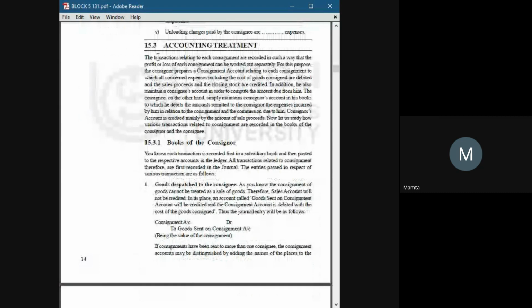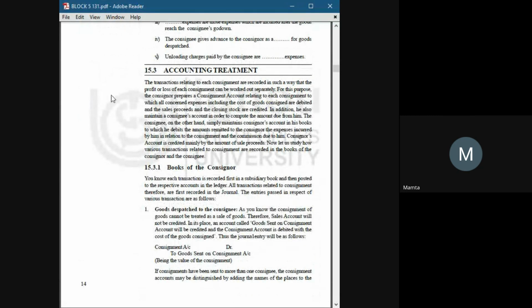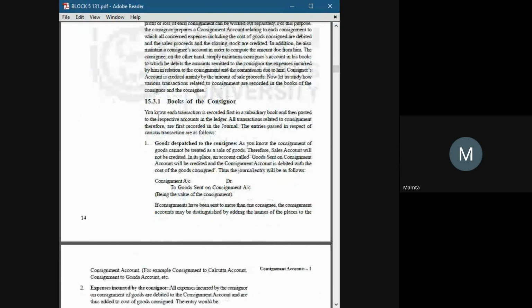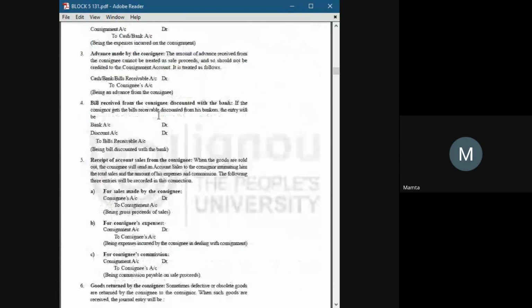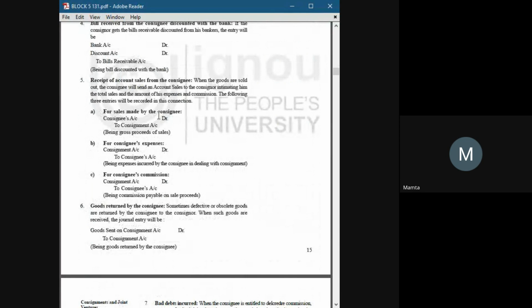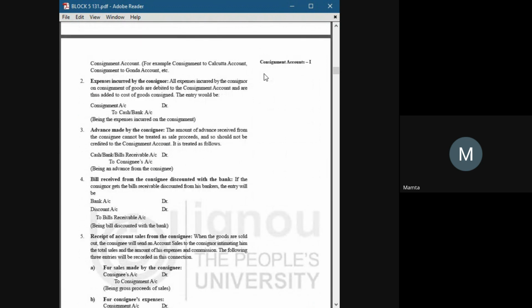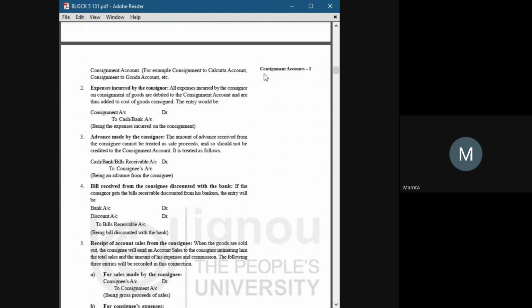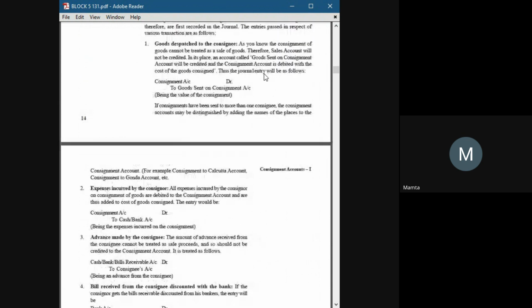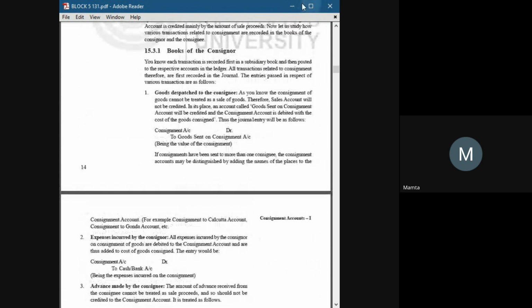I guess it is enough for today. We will be doing the accounting treatment in the next class, next Thursday. This upcoming Thursday I'm talking about. We will continue from here, books of the consignor.